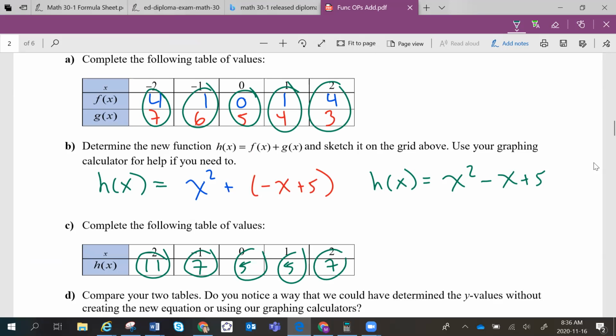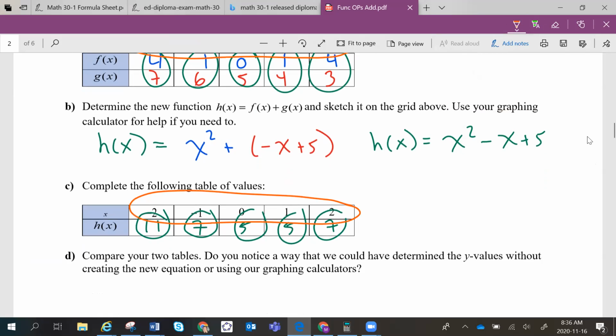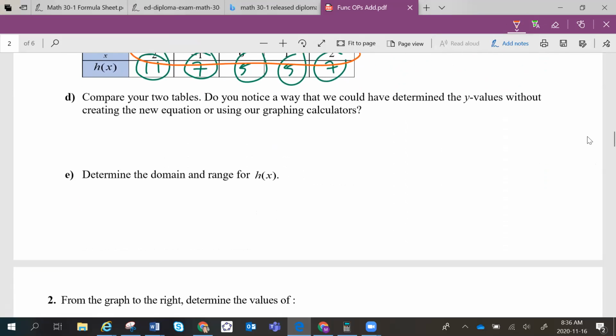Oh, and look at my x values. Did my x values change? -2, -1, 0, 1, 2. -2, -1, 0, 1, 2. Did my x values change? So, do we notice a way that we could have determined the y values without creating a new equation?